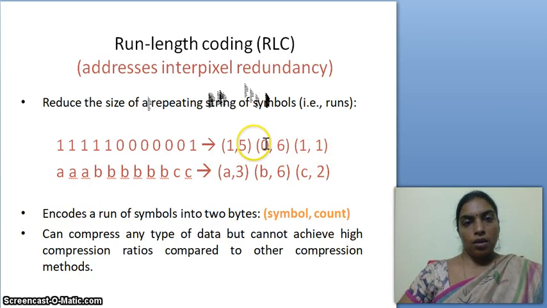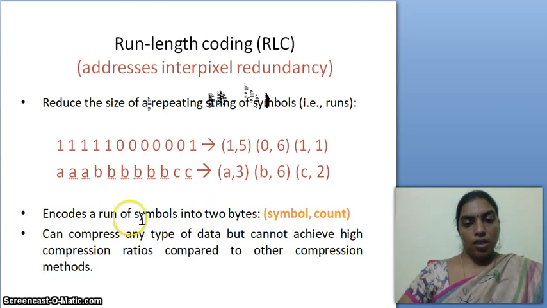I may use Huffman coding also. After reducing the interpixel redundant data using this technique, I may use Huffman coding for transmitting A comma 3, B comma 6, like that. Huffman coding is for variable length coding, providing variable length for each symbol.